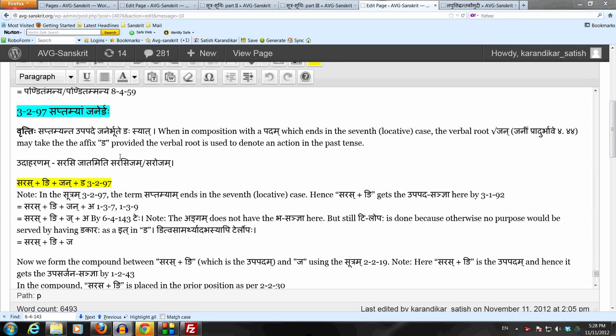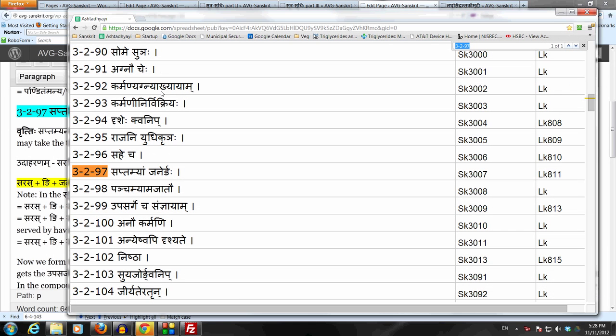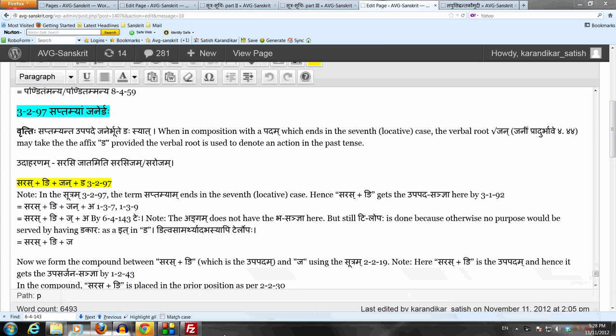Now this next sutram which we are going to study here is the sutram 3-97: Saptamyam janer daha. This sutram prescribes the affix da following the verbal root jan, which is in the dhatu patha listed as jani pradurbhave in the divadigana.